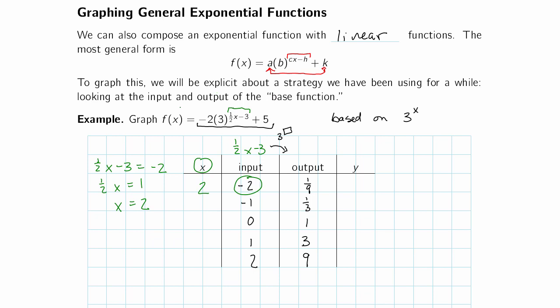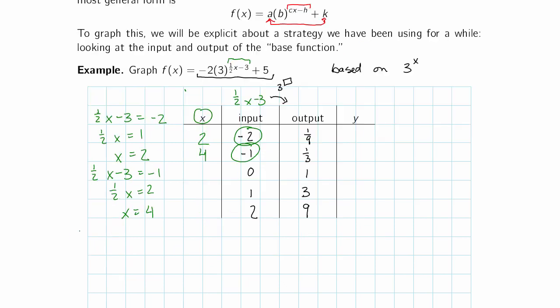We can do the same thing with the next row. Eventually, we're going to see a pattern here. Okay, we've got half x minus 3 is -1. Half x is 2, so x is 4. In the next row, we have x is 4. We'll do one more, and then we'll see what the pattern is and make use of that. Half x minus 3 is 0. So half x is 3, x is 6.